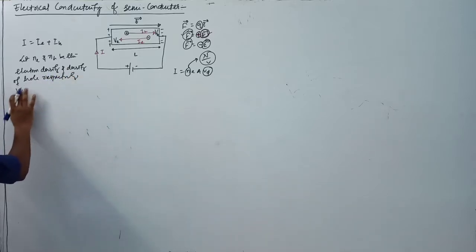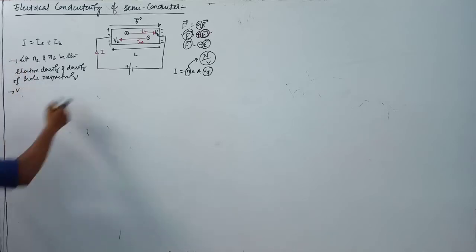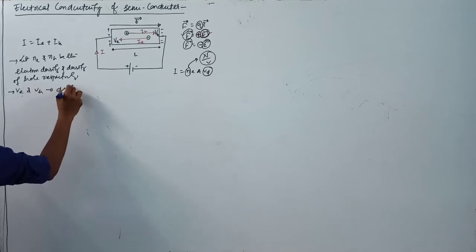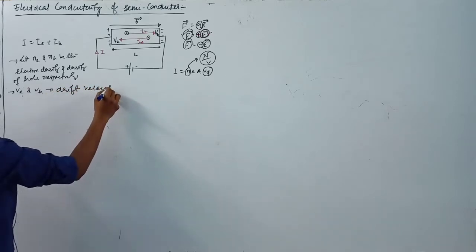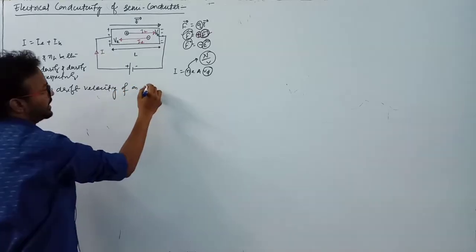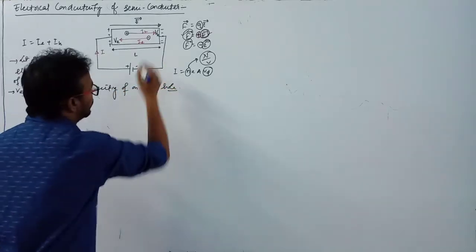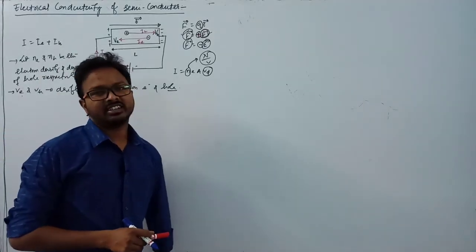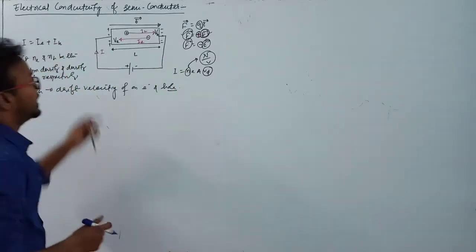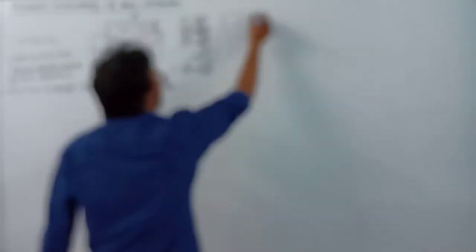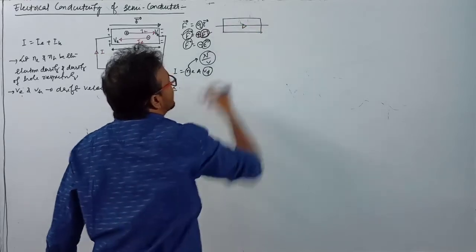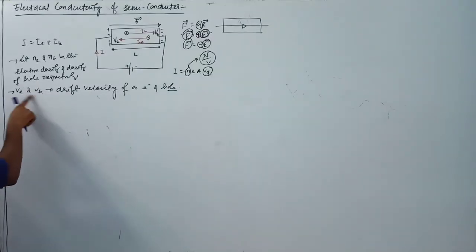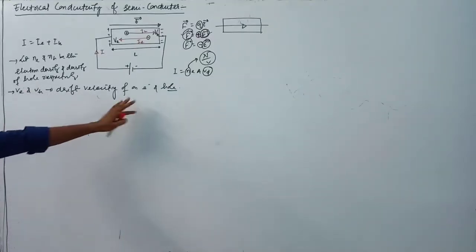And second point, Ve and Vh are the drift velocities of an electron and a hole inside the semiconductor. Clear? Because in a semiconductor crystal, the charge carriers are electrons and holes. That means we already discussed it allows current in only one direction. So Ve means drift velocity of electron and Vh is the drift velocity of hole in this case.